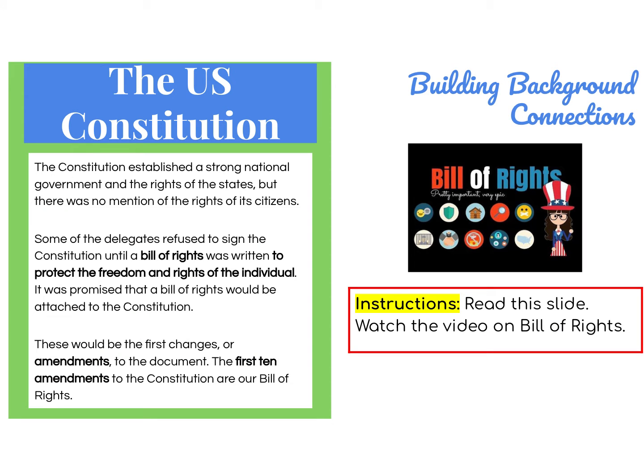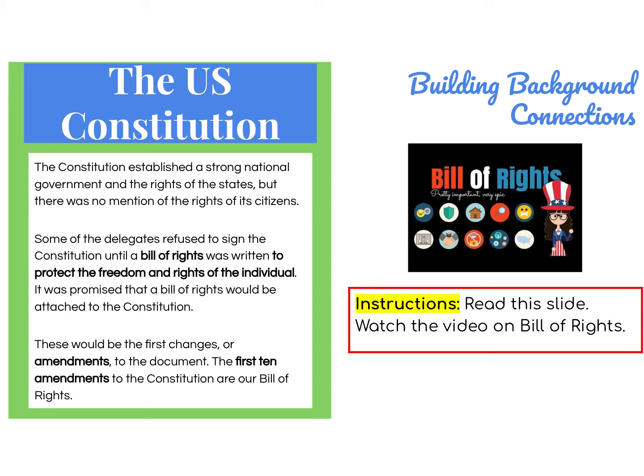So the Constitution, to just quickly give you a background, and you can read this yourself as well, is what establishes our government and the rights and how our government works. But when they originally wrote that Constitution, they didn't talk about individual rights for citizens. And so some of the delegates in the 1700s refused to sign that Constitution until they added a Bill of Rights. That Bill of Rights was written to protect our freedoms and the rights of the individual. And they attached that to the Constitution.